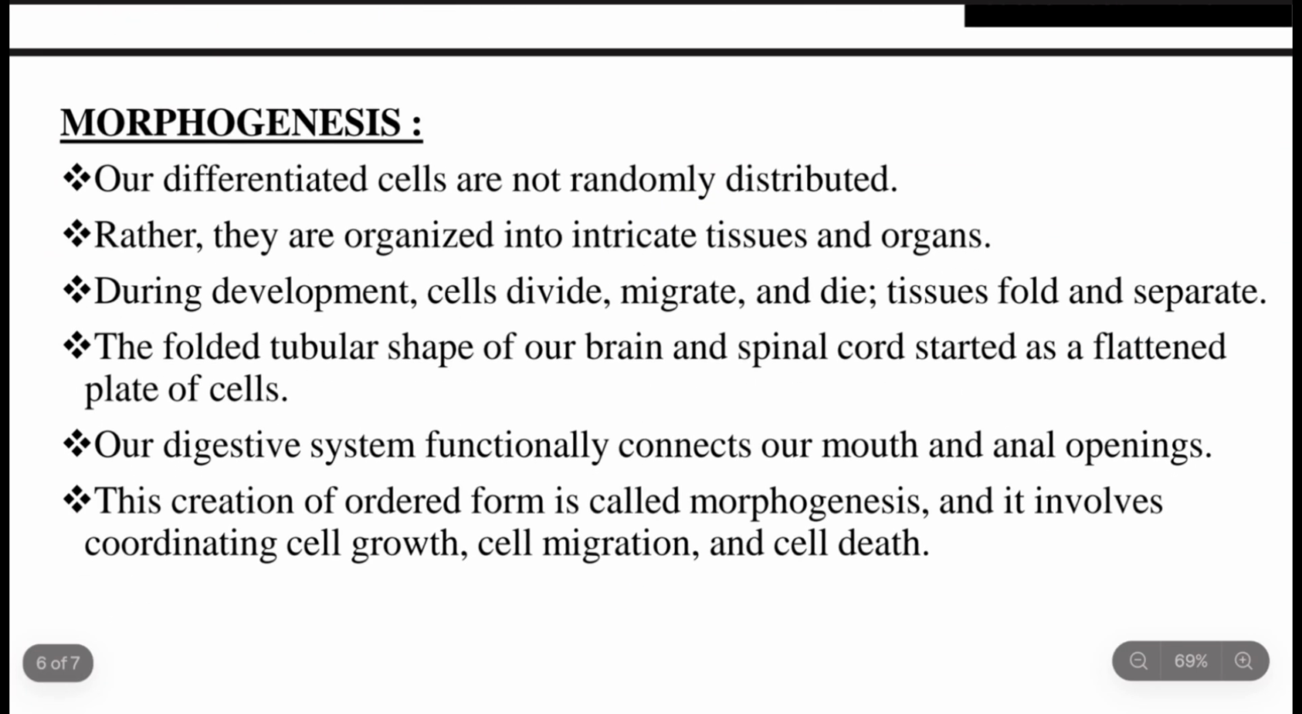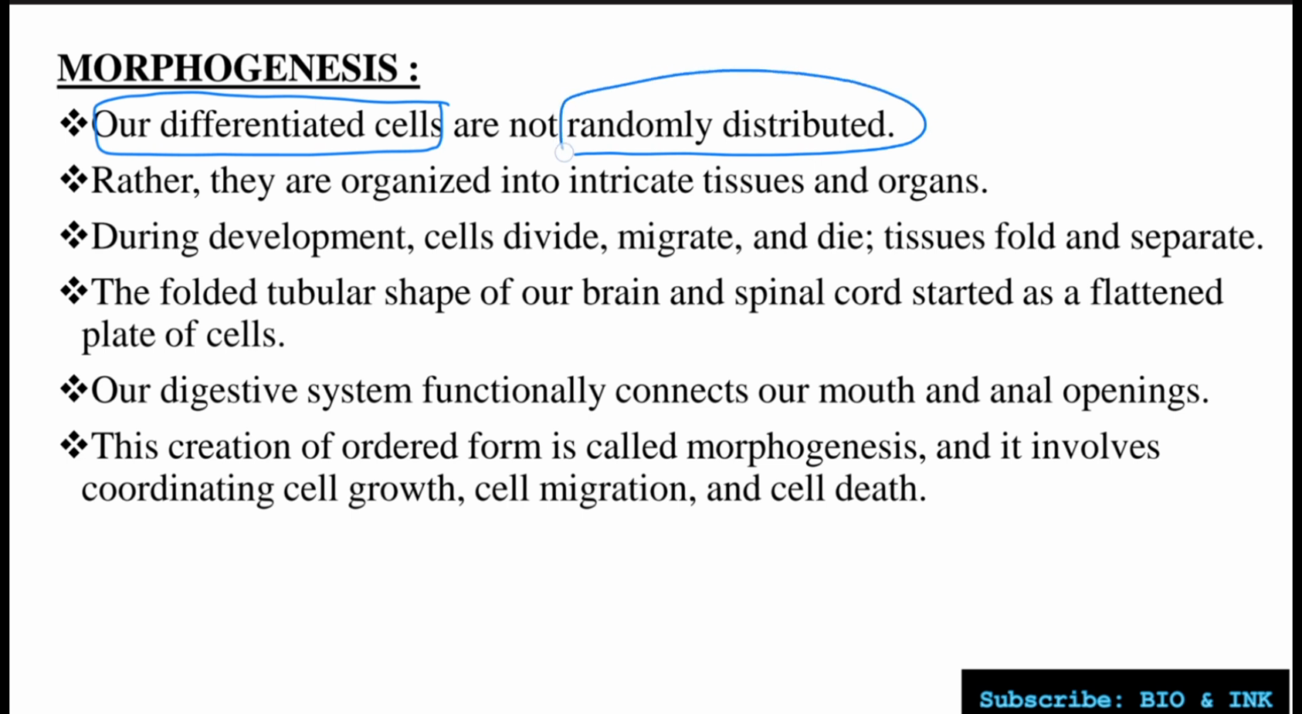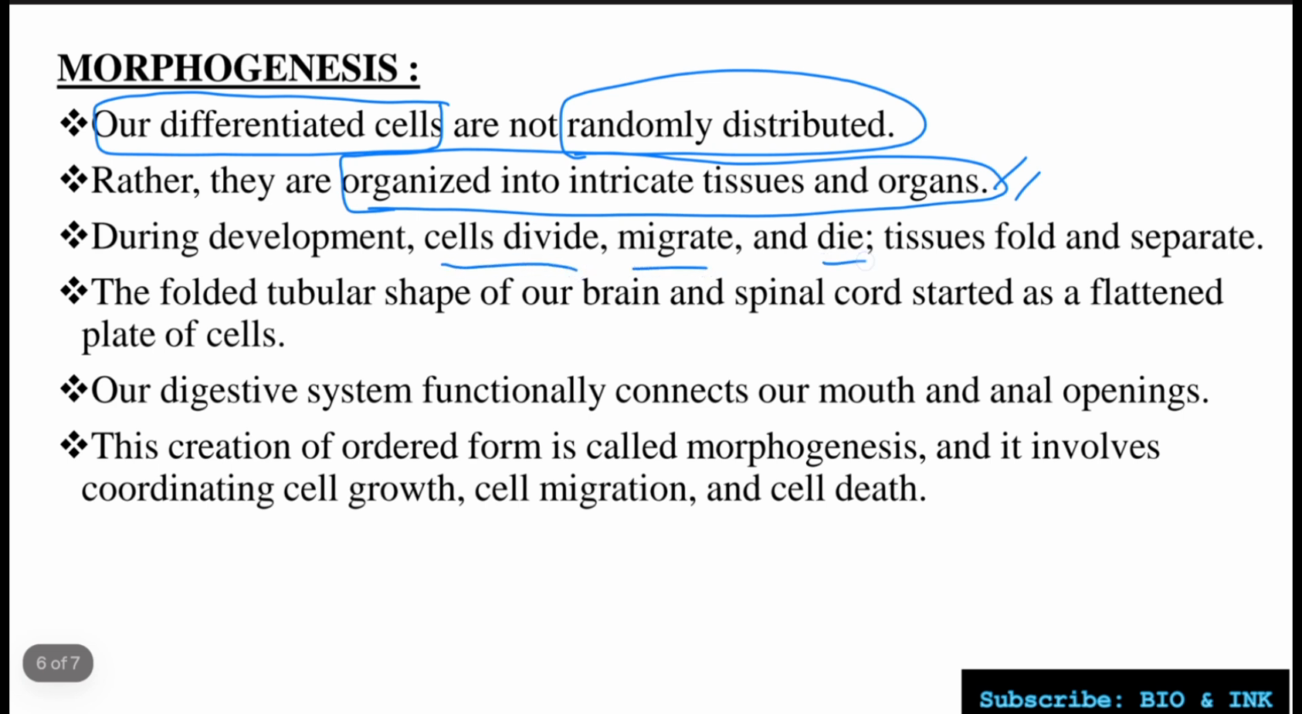Morphogenesis. Morphogenesis is when differentiated cells are not randomly distributed. This means that they can undergo different intricate differentiation that could lead to further formation of tissues and organs. During such development, a cell can divide, migrate, die, fold, separate. The folding into the tubular shape of nerves, brain, and spinal cord is seen in neural plate formation.